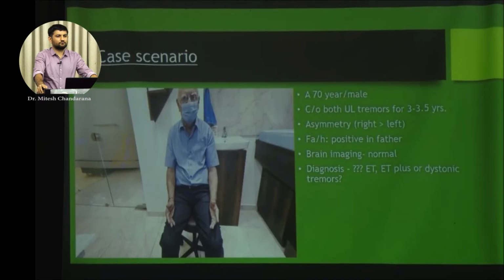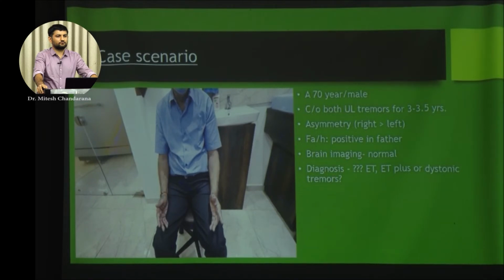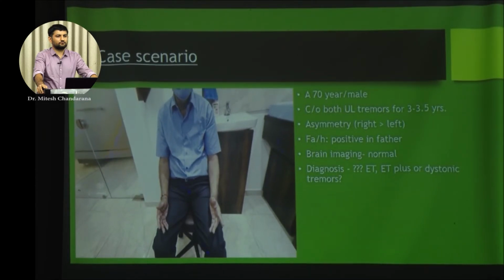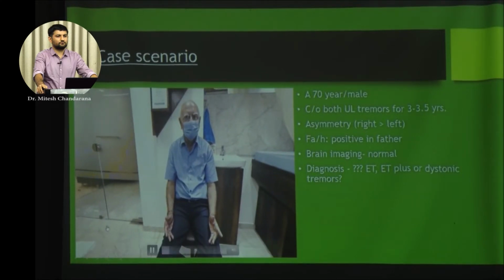So another case scenario. This is a 70-year-old male patient with a history of both upper limb tremors for 3 to 3.5 years with asymmetry, right more than left, and family history is positive in the father. Brain imaging is normal. We can see there is dystonic posturing here in the left upper limb at rest.